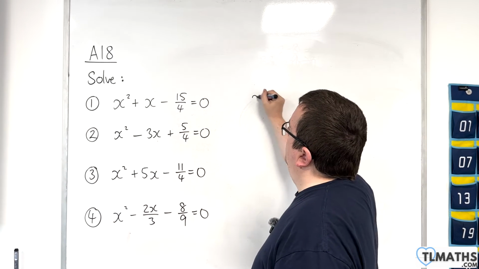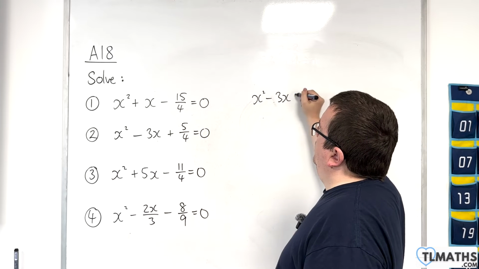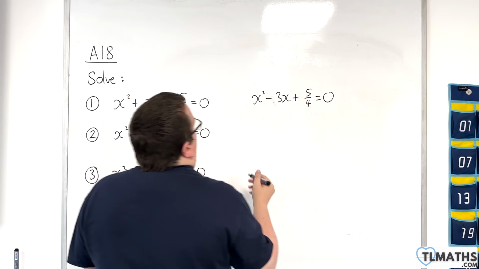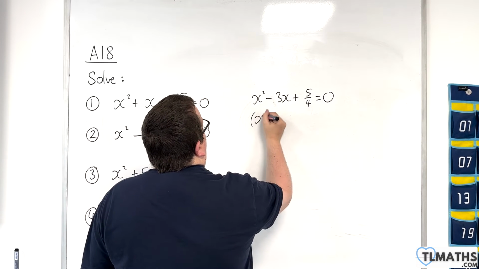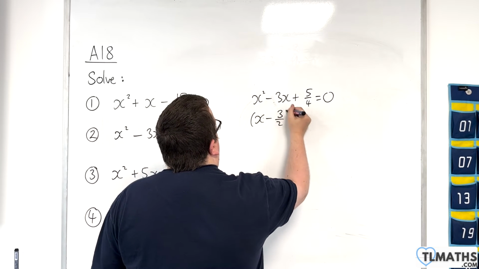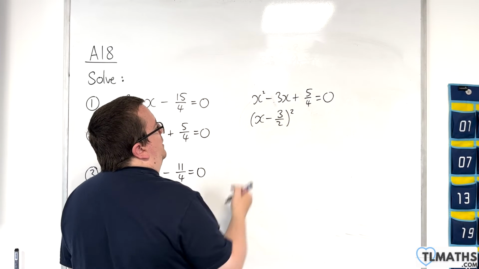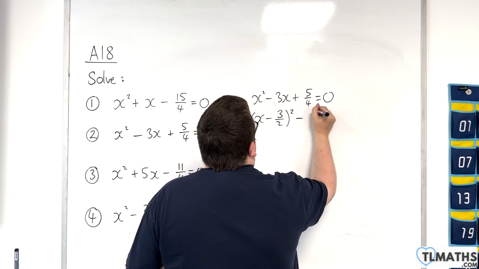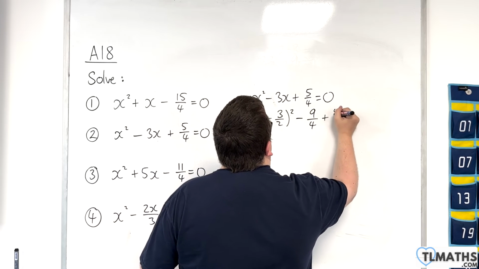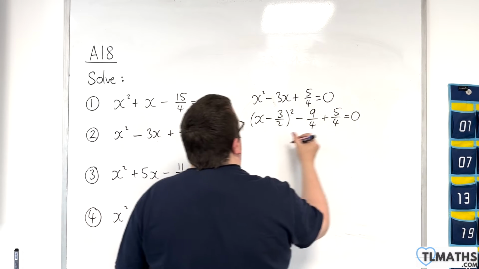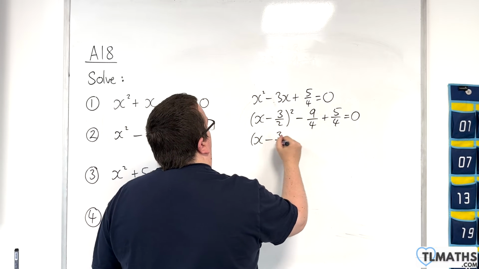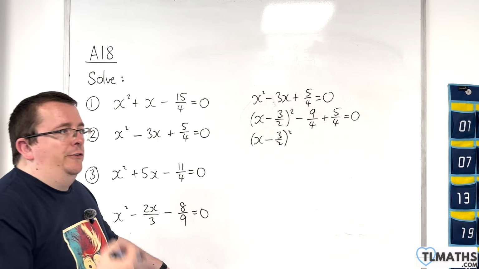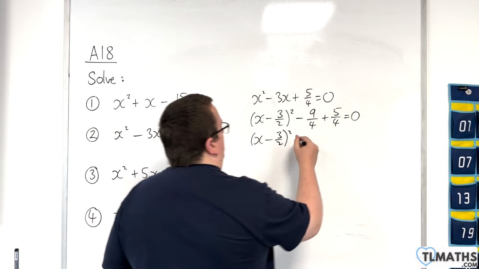Okay, number 2. X squared take away 3x plus 5 quarters is equal to 0. So first of all, complete the square. X take away 3 halves squared. So half of the minus 3 is minus 3 halves. Then we need to take away 3 halves squared. So that would be take away 9 quarters plus 5 quarters is equal to 0. So minus 9 quarters plus 5 quarters is minus 4 quarters, which is minus 1.